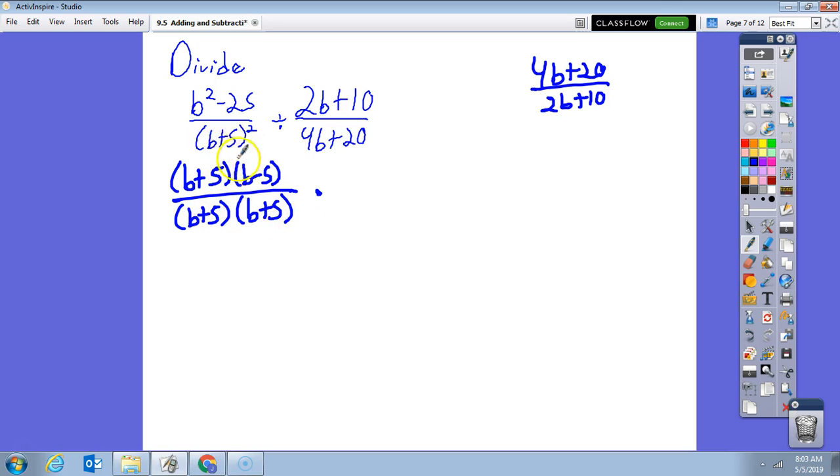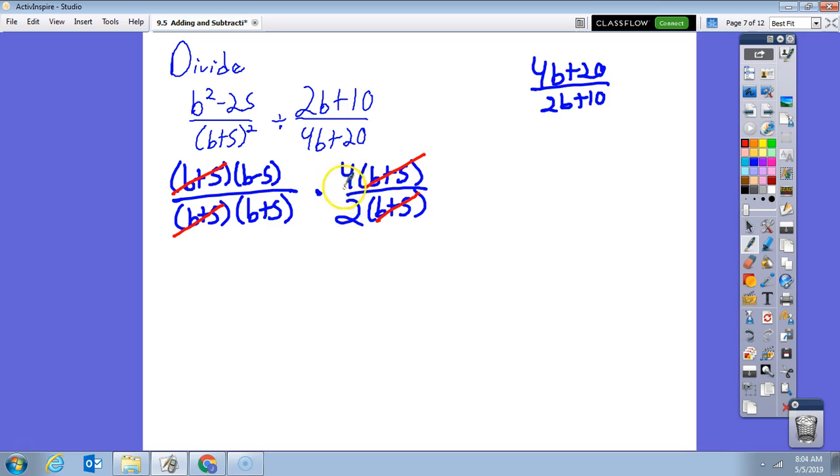Notice on the bottom of this one, I put b plus 5 and b plus 5 instead of b plus 5 squared. B squared minus 25 factors into b plus 5 and b minus 5. On this one, remember I'm flipping it, so it's going to be the reciprocal. I can divide a 4 out of the top and get b plus 5, and then I can divide a 2 out of the bottom and get b plus 5. So then, b plus 5 cancels with b plus 5.